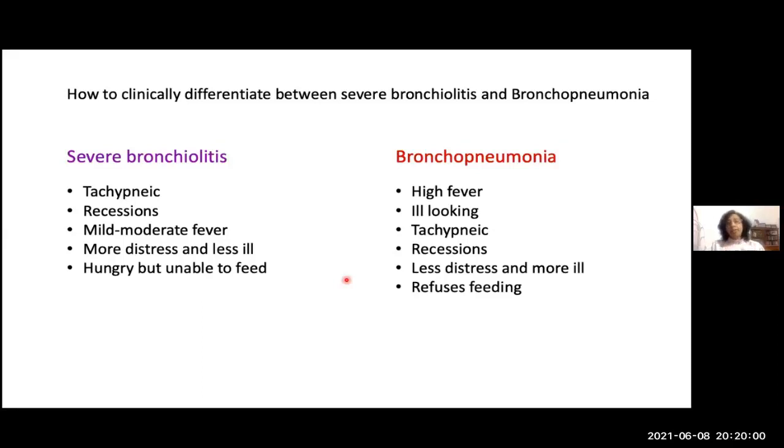I'm not telling you that it's easy to differentiate between severe bronchiolitis and bronchopneumonia with these findings, because we may not see all these things in a baby, right? So only 2 or 3 features may be found. It's your high index of suspicion that makes the proper clinical diagnosis.